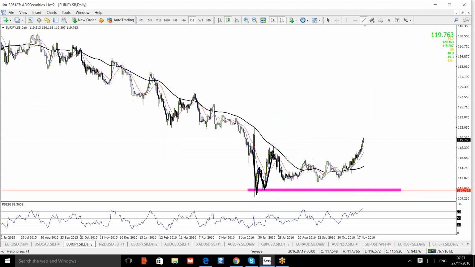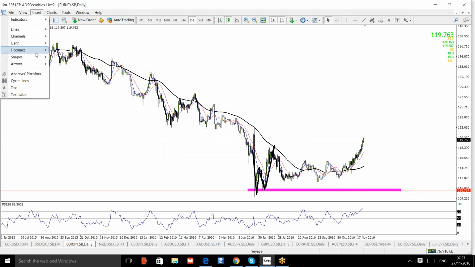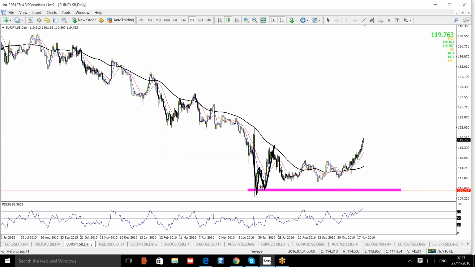And then the price started rising. Make sense, guys? So entries could be on the double bottom. The rejection here, that could be your entry, guys.